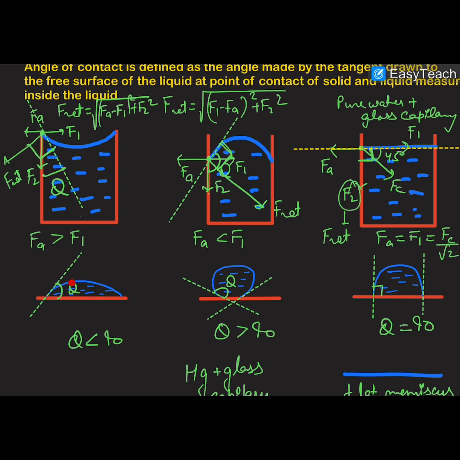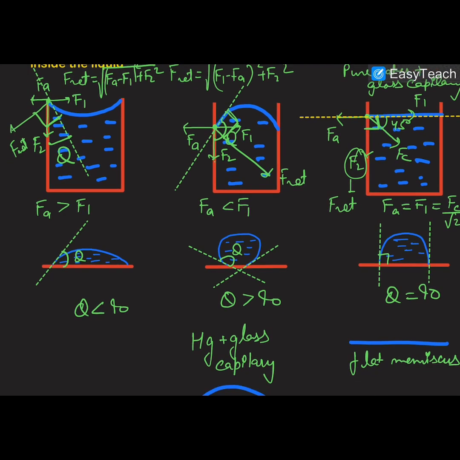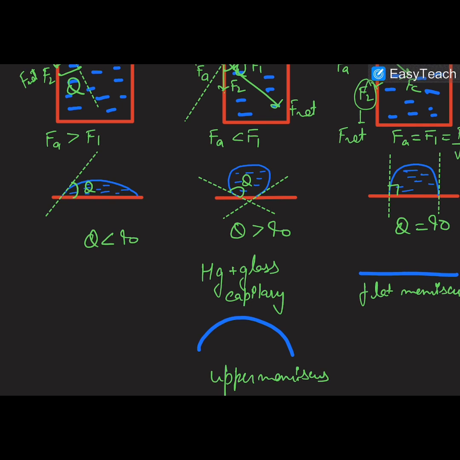drop will take this shape and this angle of contact will be less than 90 degrees. You can see that if we draw a tangent at this point on the surface, and if we measure the angle of the tangent with the solid surface in the liquid, then this angle will be less than 90 degrees. So this happens realistically in normal water plus glass capillary. Okay, this realistically happens in this case.